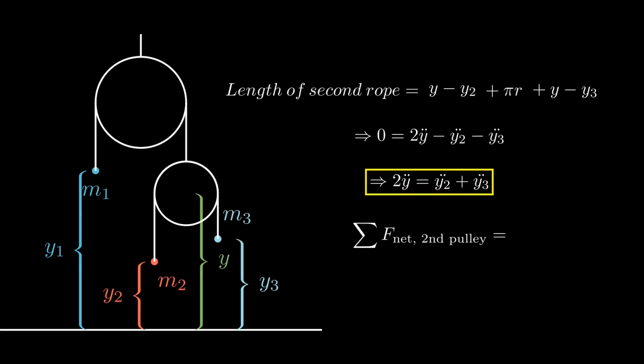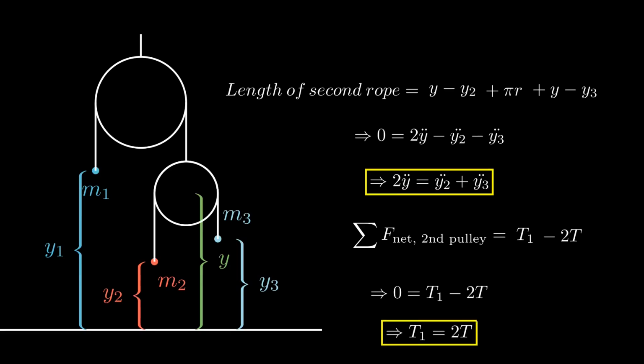The net force will be equal to the tension force from the rope above, let's call that T1, minus the tension forces from the ropes below. Both of them are equal, let's call them T. So the net force on the lower pulley becomes T1 minus 2 times T. The pulleys here are ideal pulleys, so their masses are 0. As a result, the net force on the lower pulley becomes 0. So we get that T1 equals 2 times T.